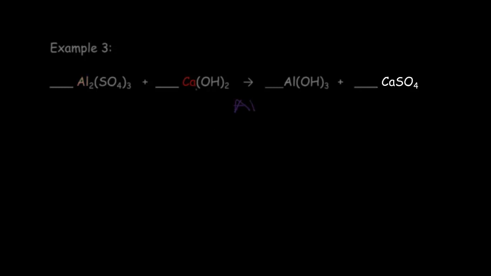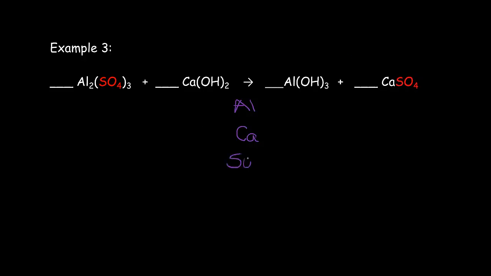And then our next metal is calcium. After we've taken care of all of our metals, then we do our polyatomics. So we've got an SO4 here. As long as it stays as an SO4 and doesn't break up into sulfur and oxygen, we can put it down here as an SO4. So let's look, do our SO4s stay SO4s on the product side? And they do. This is still an SO4.